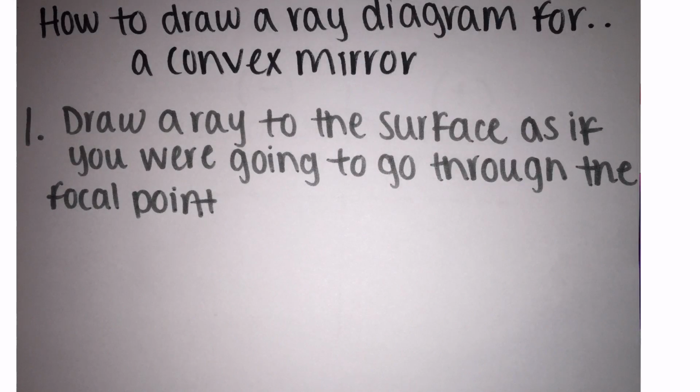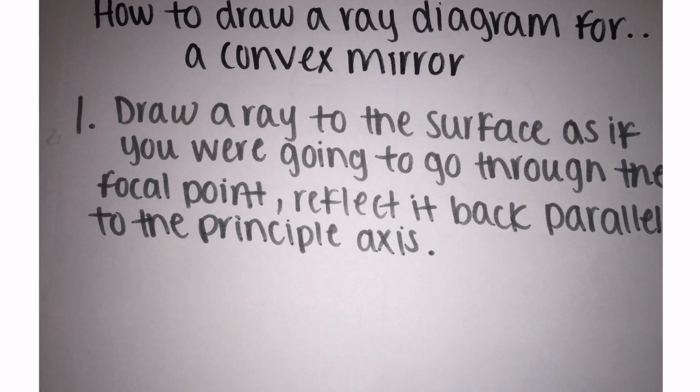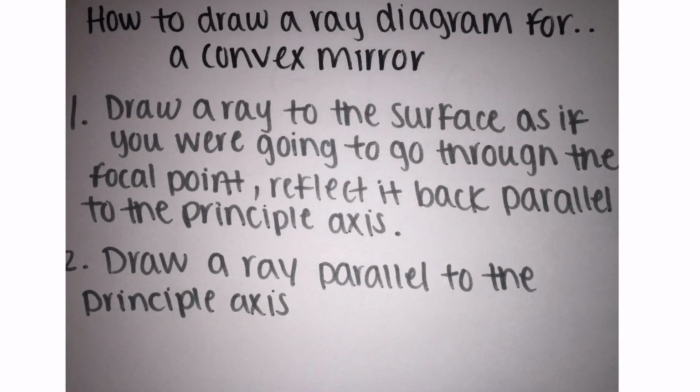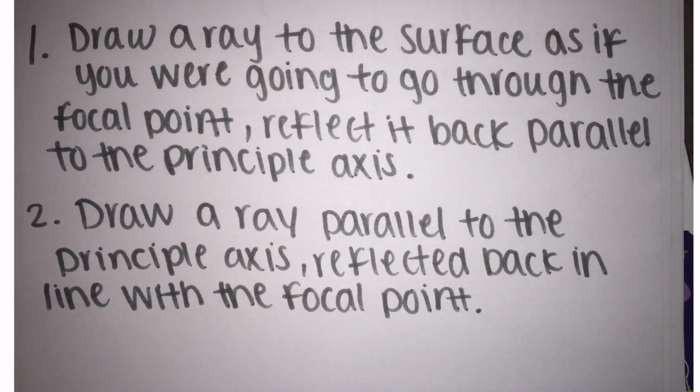Draw a ray to the surface as if you were going to go through the focal point. Reflect it back parallel to the principal axis. You will then do the same thing, drawing a ray parallel to the principal axis starting from the tip of the object. Reflect it back in line with the focal point.